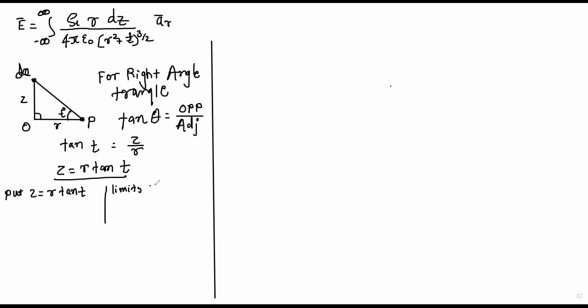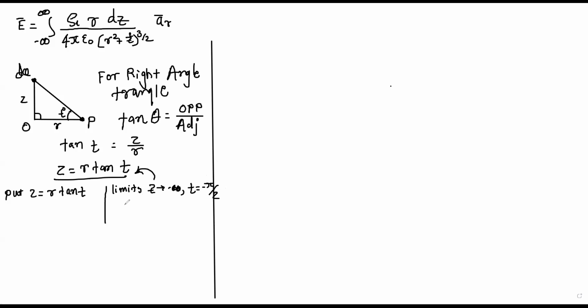Limits. Z, if it tends to minus infinity. In this equation, if the value of z is minus infinity, what will be the value of t? You have the calculator. You put z is equal to minus infinity, you will find t is equal to minus pi by 2. Put t equal to minus pi by 2 in the above equation and see, the value of z will come out to be minus infinity.